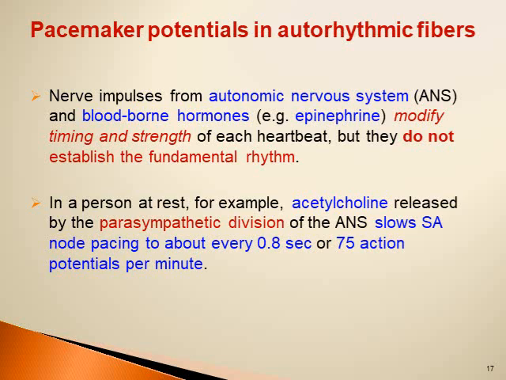In a person at rest, for example, acetylcholine released by the parasympathetic division of the autonomic nervous system slows the SA node pacing to about every 0.8 second, which brings the heart rate down to 75 action potentials per minute, or 75 beats per minute. If we cut that parasympathetic supply to the heart, then the heart rate will become 100, which is the firing rate of the autorhythmic fibers in the SA node.